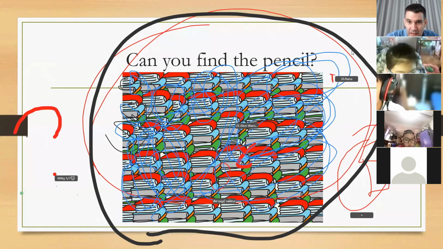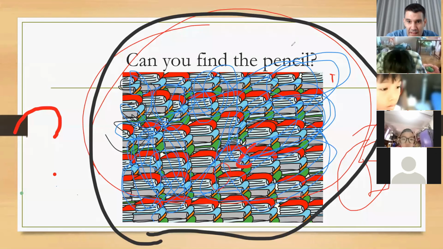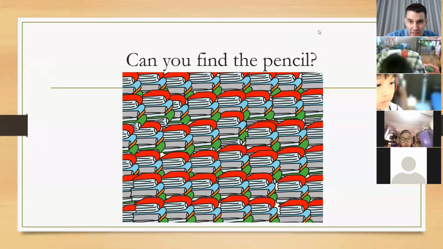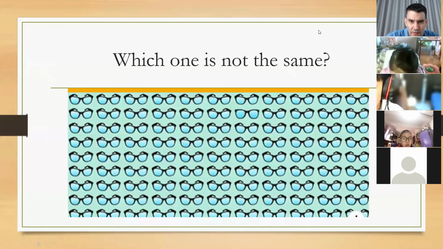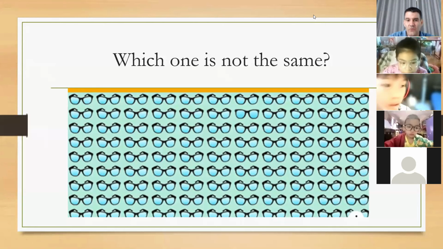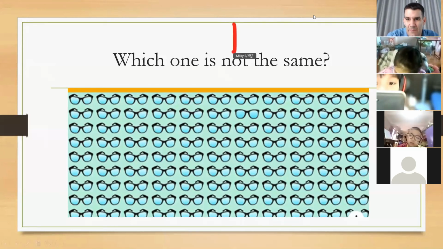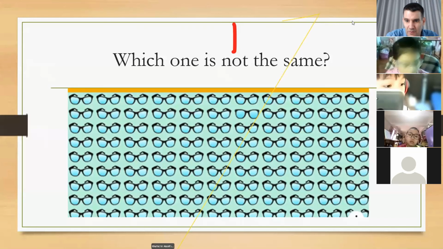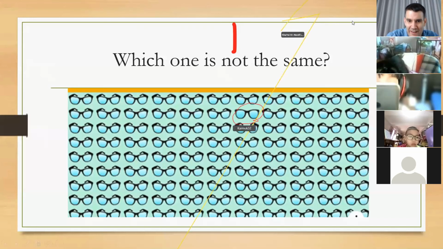Okay, so I will show you another picture and let you draw again after I show. Okay, so which one is not the same? Can you find the one that is not the same? Oh, there is no pencil. Oh, that's why I could not find it.